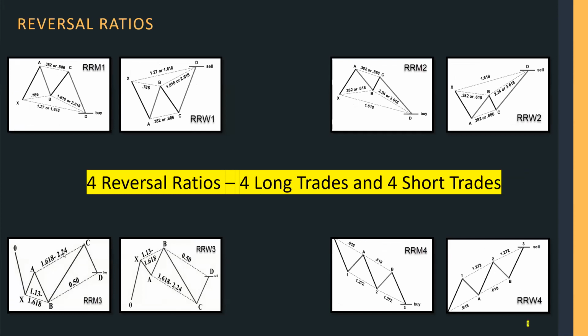So what's happening is you're not only getting continuation trades, you're getting reversals. So there's 4 continuations and there's 4 reversals. So that's 8 trades. 8 trades times a long and a short, you know, that's 8 longs and 8 shorts. That's 16 different patterns you'd have to memorize.